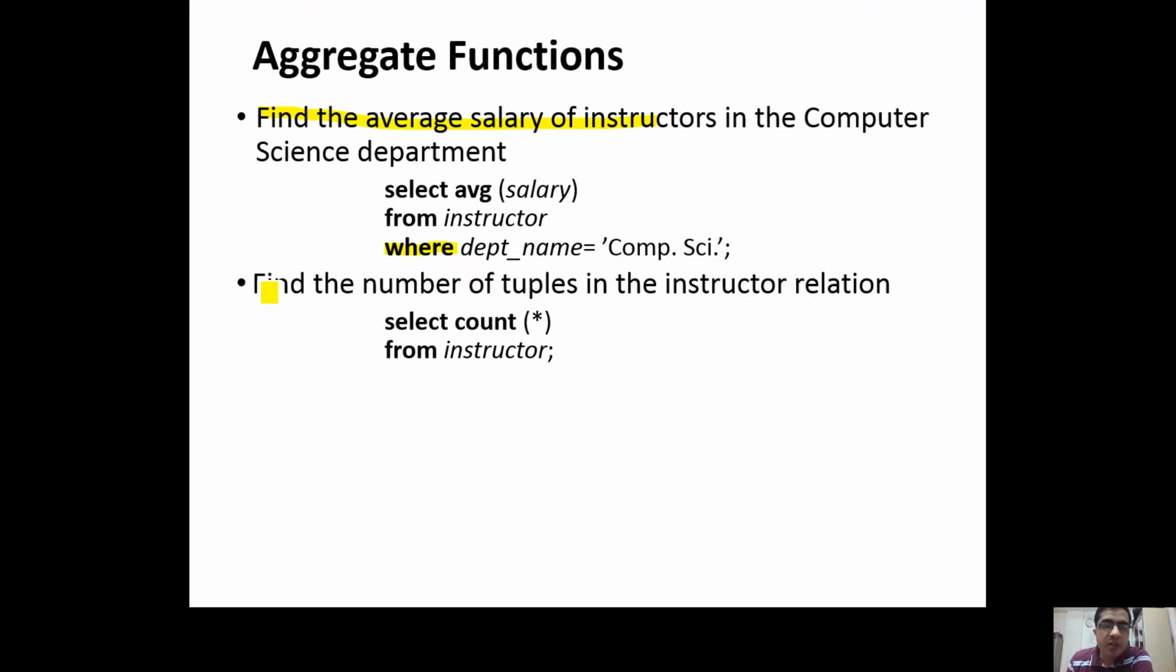Likewise, if we want to find the number of tuples in the instructor relation, that is, how many rows are present in the instructor relation, then we need to write select count, which is the aggregate function, with star in brackets, from instructor. It will count the number of rows. So if instructor has 15 rows, it will display count star as 15.